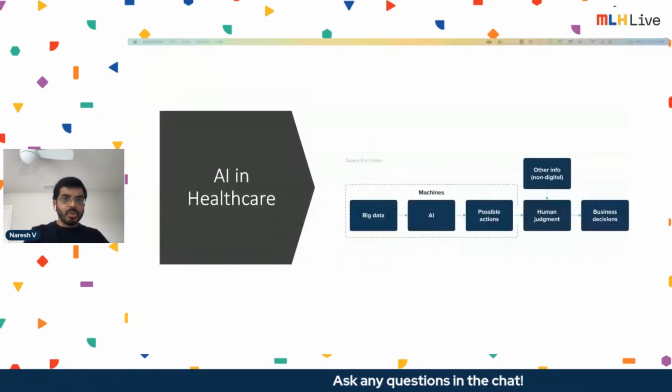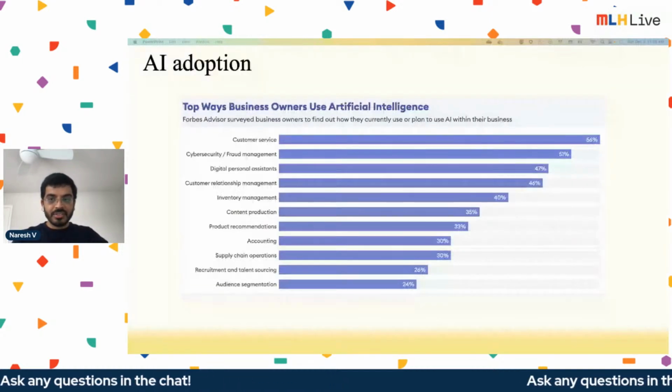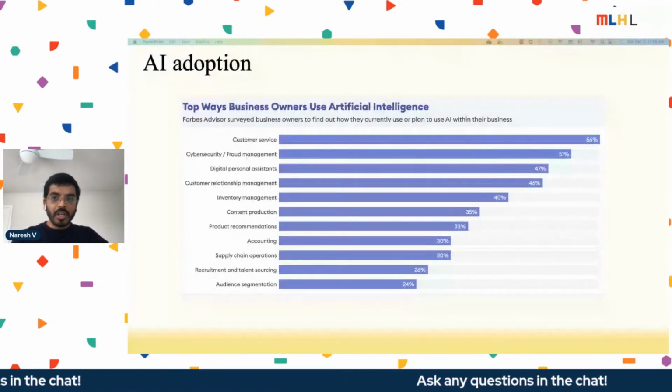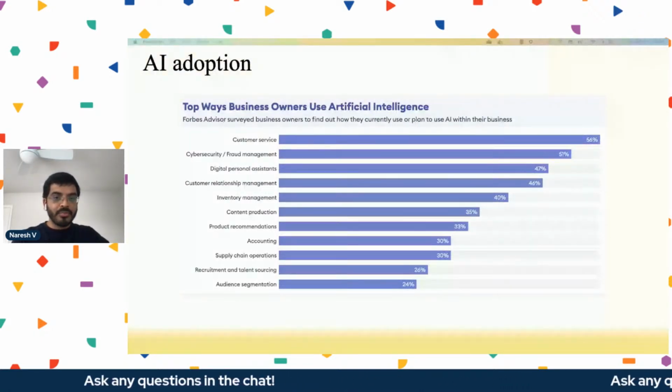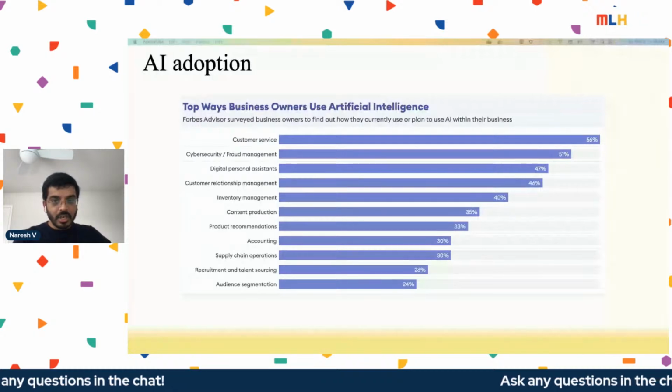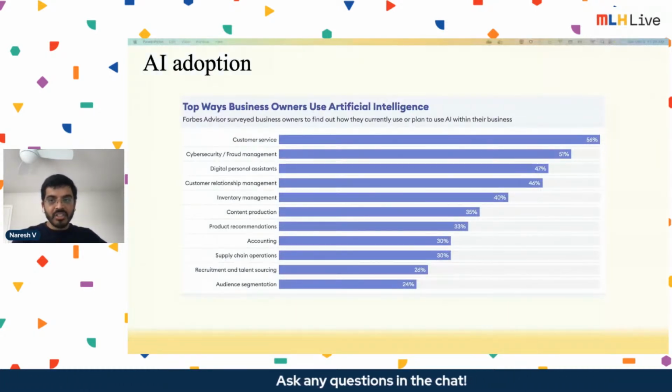Now I'll talk more towards AI adoption. We touched on how AI is leveraged in various industries. This report will tell us the businesses are turning to AI to a greater degree to improve and perfect their operations. This report is from the Forbes Advisory Survey. Businesses are using AI across a wide range of areas.